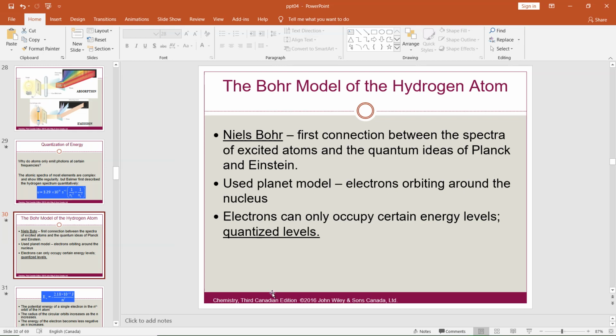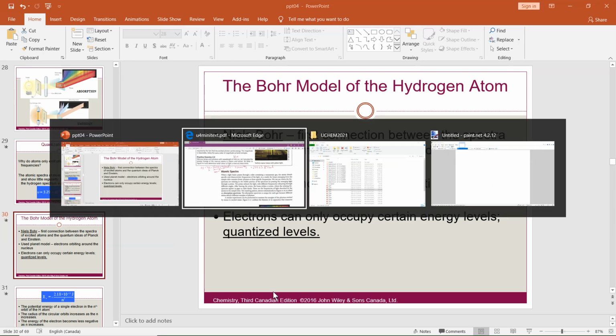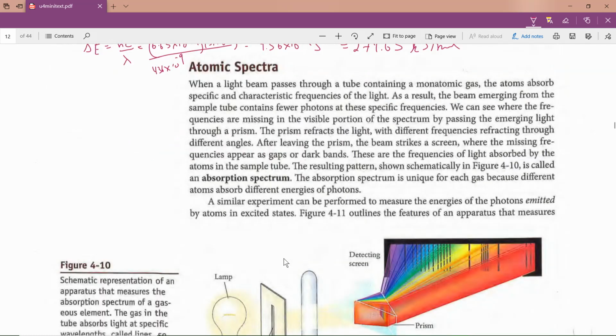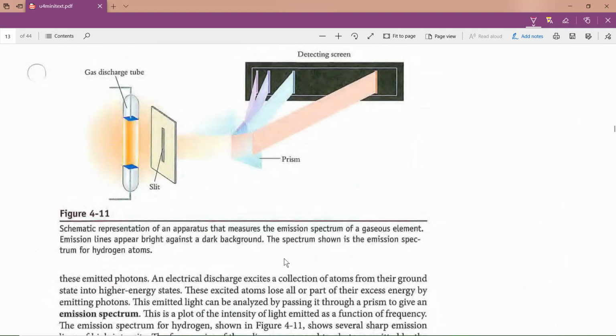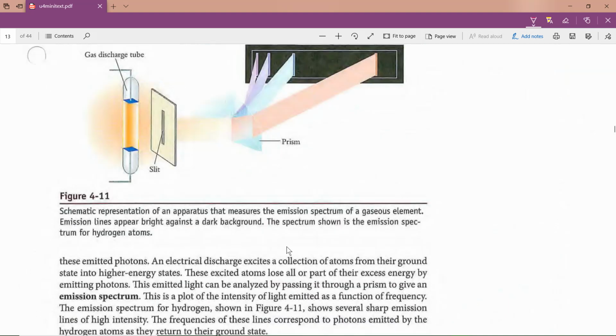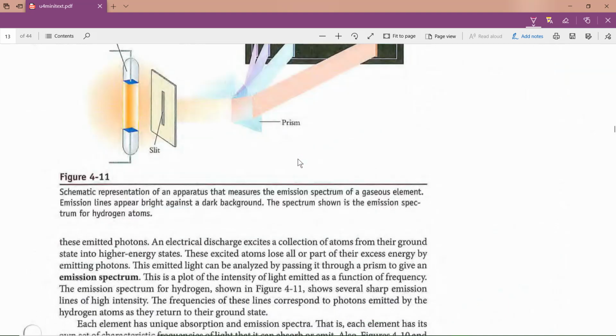Okay, let's go back to the textbook for a second, a little mini text, not our text. So there's atomic spectra and emission spectrum. Emission lines appear bright against a dark background. This is the emission spectrum for hydrogen atoms.